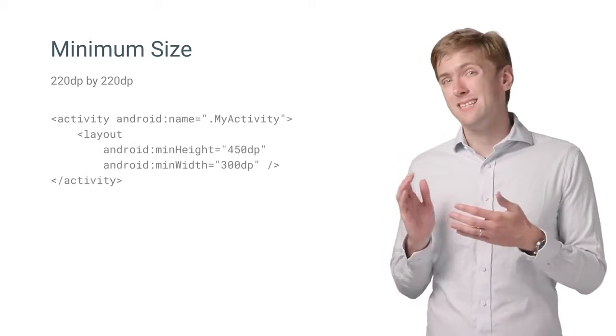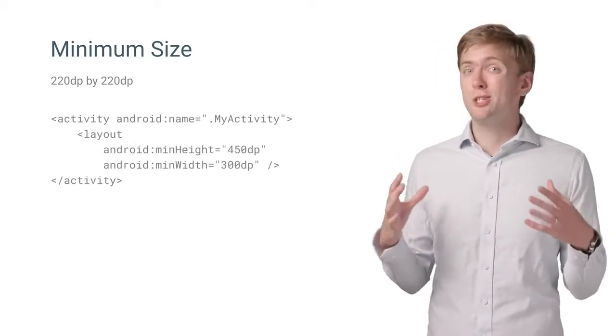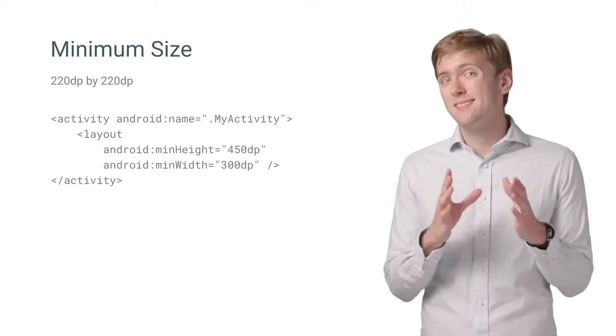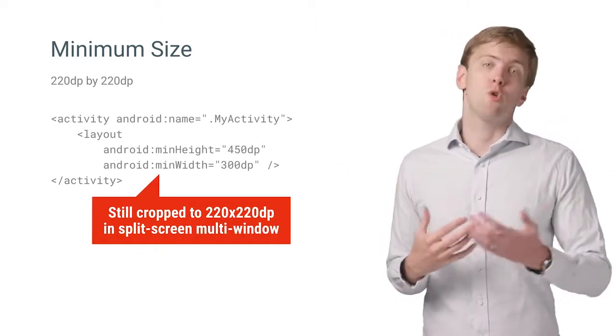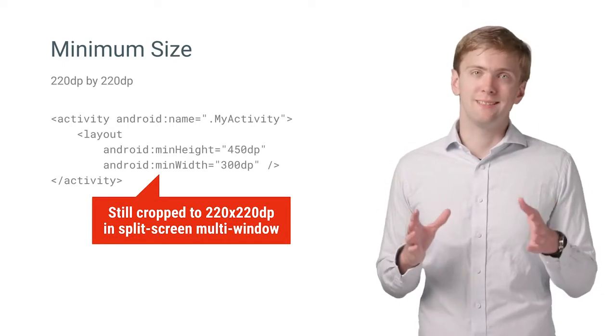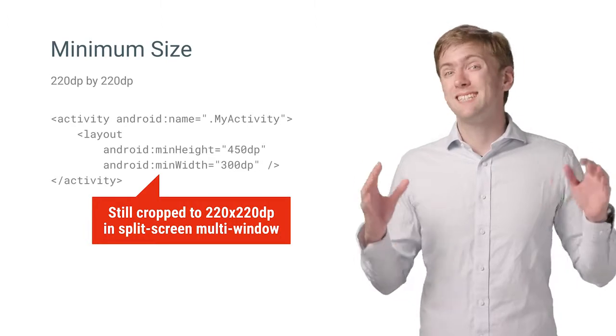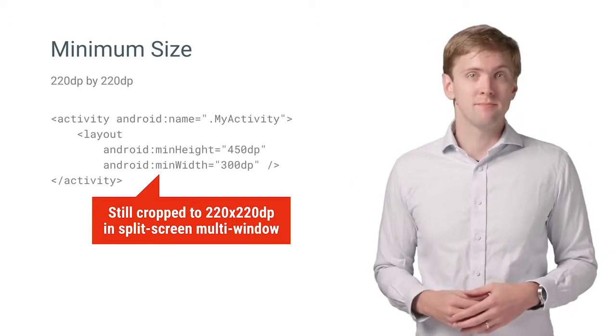Now, when in multi-window mode, the minimal size is 220 by 220 dp. You can use min height and min width to set a larger minimum size, but in split-screen multi-window, users can still resize you smaller. You'll just get cropped off, and no one likes an inaccessible button. So try removing as much as possible to get down to that minimum size.